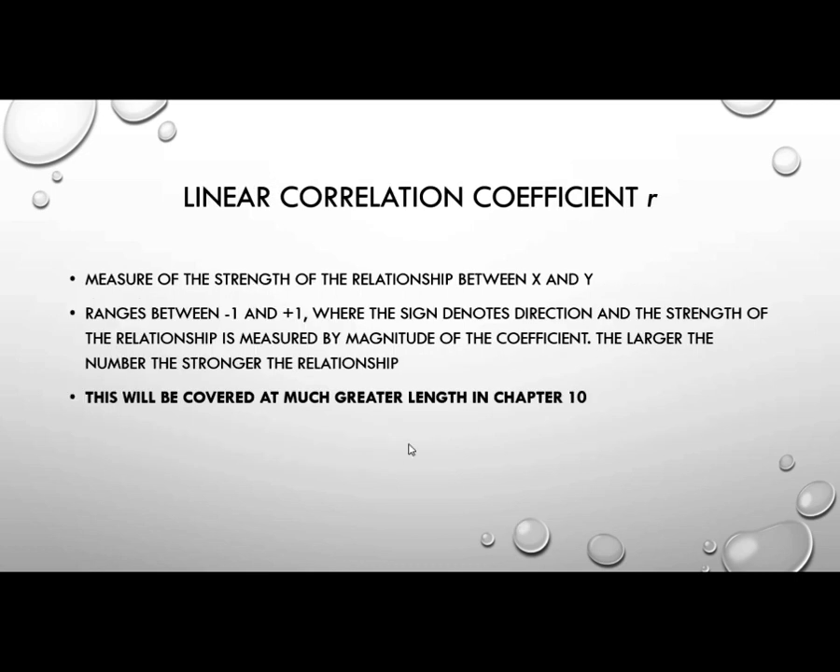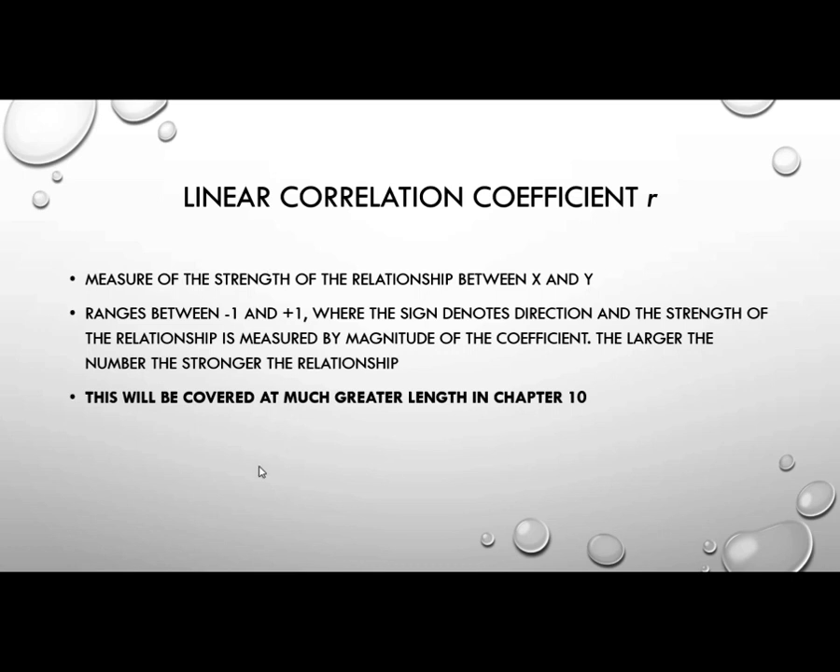Okay. So when we calculate a correlation coefficient, it's called R, Pearson's R. We'll talk more about this in chapter 10, but it's a measure of the strength of the relationship between X and Y. It ranges between -1 and 1, where the sign denotes direction and strength of the relationship is measured by the magnitude of the coefficient. The larger the number, the stronger the relationship. The smaller the number, the lower the relationship. Okay? If it's positive, it's going up and to the right. If it's negative, it's going down and to the left.